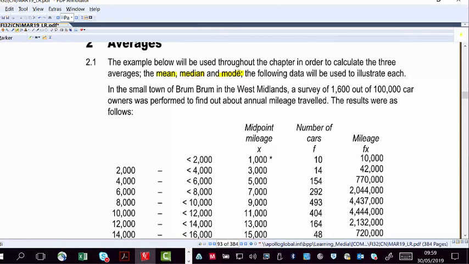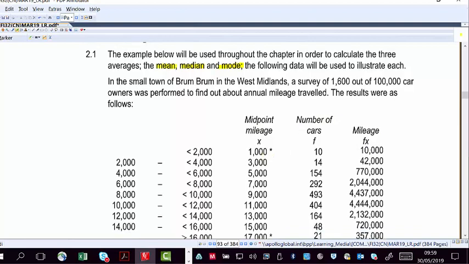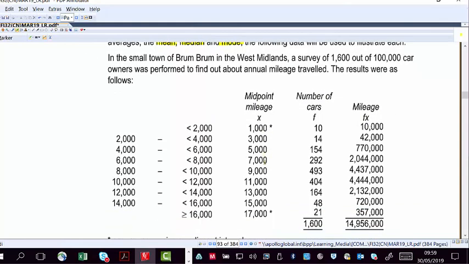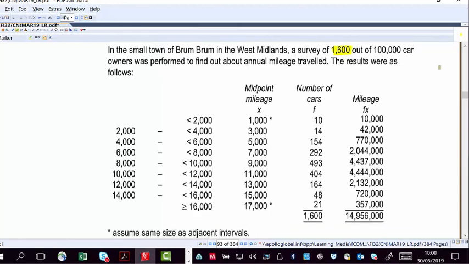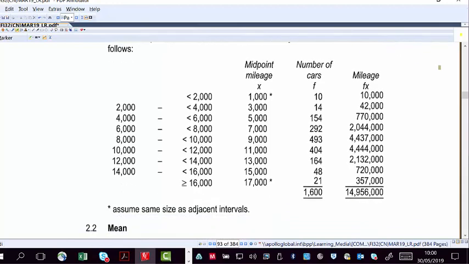We're going to use an example to work through each of those calculations, and the example that we're using is in relation to annual mileage travelled. So here we have the small town of Brumbrum in the West Midlands, and we had a survey of 1,600 out of 100,000 car owners to find out about the annual mileage travel. We have the results categorised below.